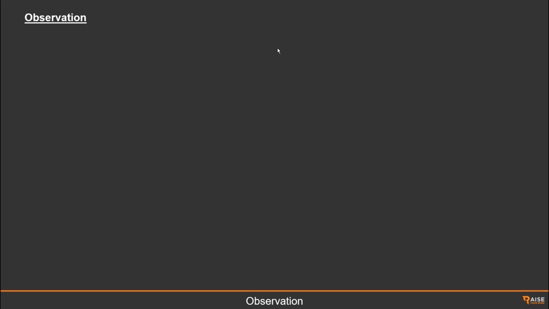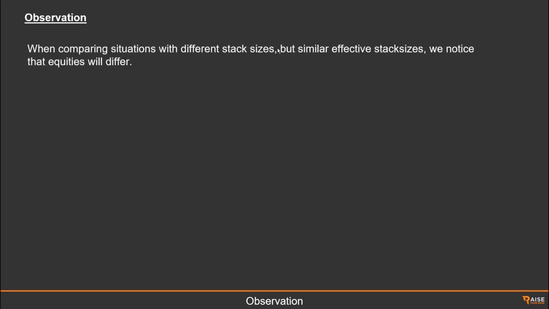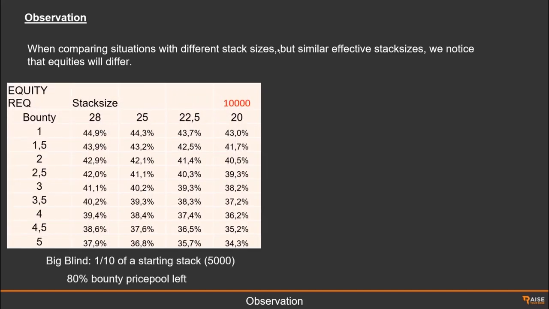So the resulting equities will be totally different, and let's look at this a bit more in detail. When we do our studying, our observation is that when we are comparing situations with different stack sizes but similar effective stack sizes, we will notice that the equities which we will need to call off an all-in will differ. I'll give you 2 examples.